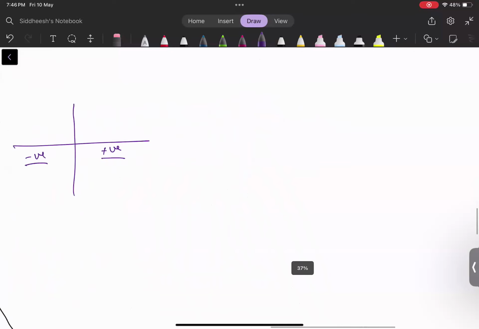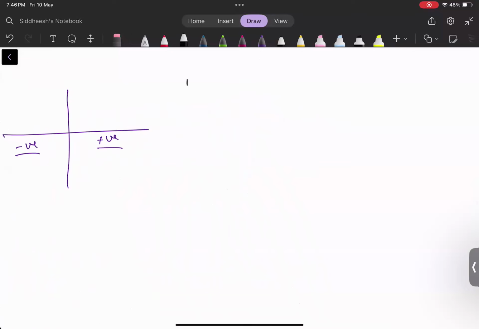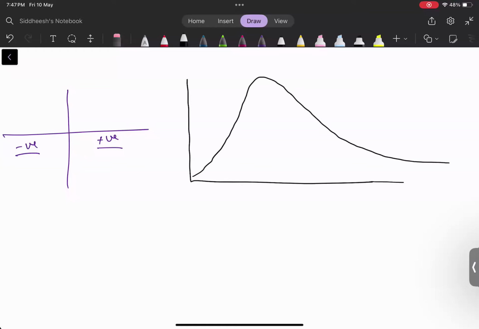Now, let's take the negative part first. Let me draw one graph like this. Suppose it is coming like this. Now, again, try to recall your 9th and 10th basics. This is your negative, this is your positive. You have to follow the tail, where the tail is going more. It is going more on the right-hand side.